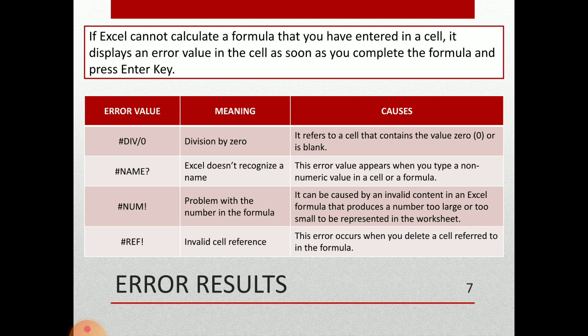The next error value is #NUM!. It means a problem with the number in the formula. Causes: it can be caused by invalid content in an Excel formula that produces a number too large or too small to be represented in the worksheet.